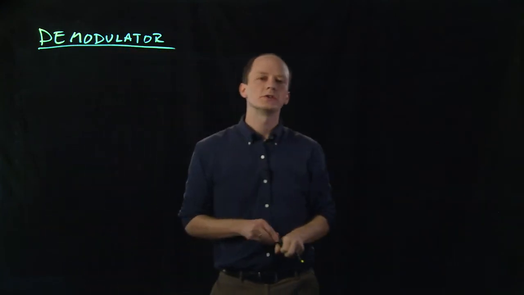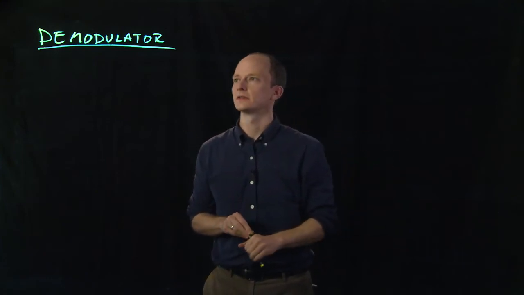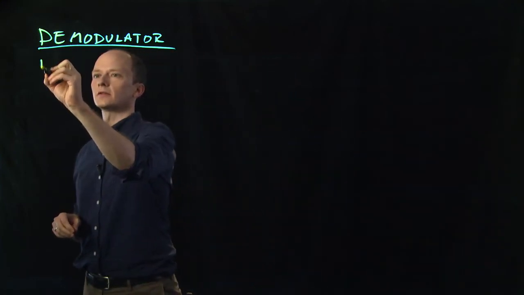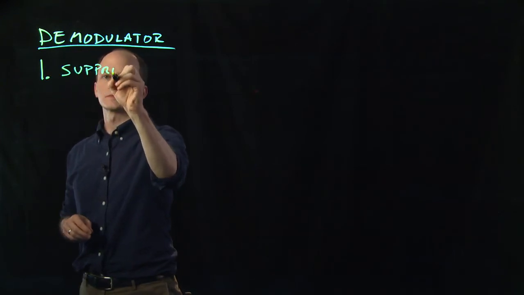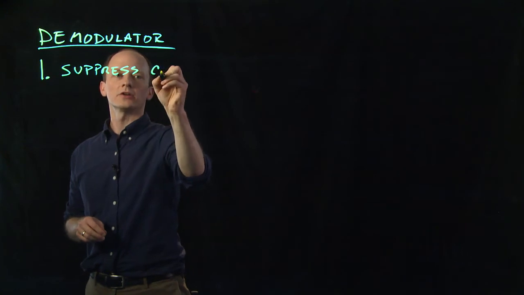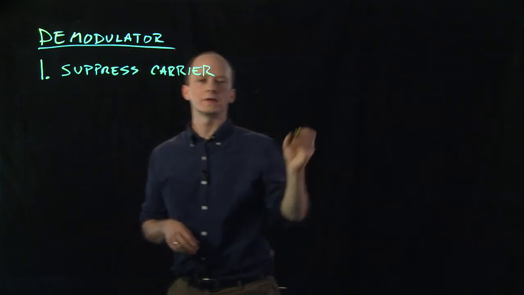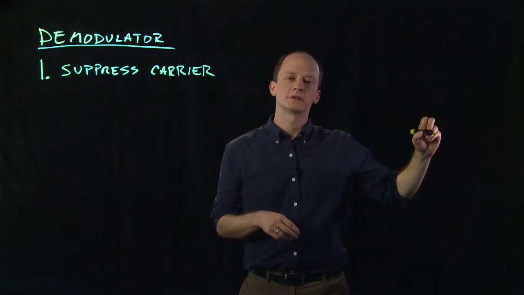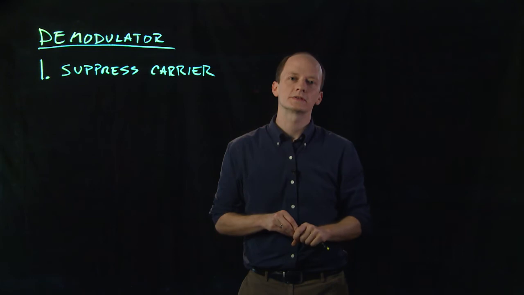Okay, and what you're going to need for this one are several different components, as you always do in these design challenges. So we're going to need a component that suppresses the carrier frequency. Right? We've got this high frequency carrier signal, and we want to get rid of that, because we're not interested in what's actually being transmitted.